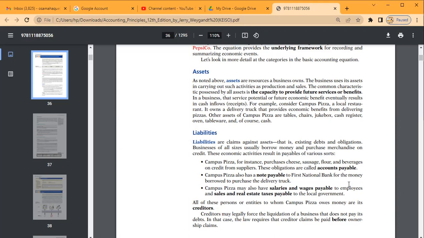Liabilities are claims against assets. These are legal obligations that we are supposed to pay. Okay? When a business borrows money or purchases goods on credit basis.